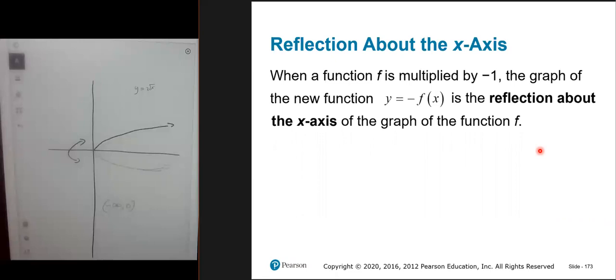So it'd be -1. If we have -4 times f of x, then we look at them separately. We look at the -1 as a reflection, and then we would look at the times 4 as a stretch. So we would do them separately, and that's what the textbook does. I tend to put them together because you're multiplying by -4, so you're doing the stretch and the reflection at the same time.